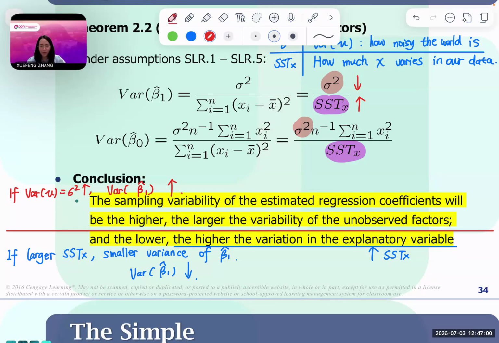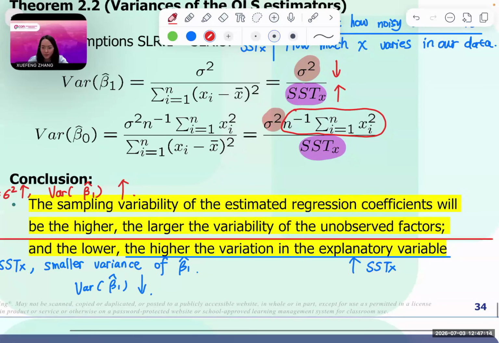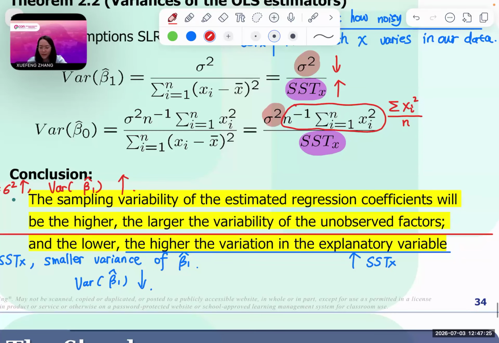And another point, for variance of beta 0, we have an extra part in the numerator here, okay, which is the summation of xi squared over n. This is roughly the average of x squared, okay? This means how far x values are from 0.